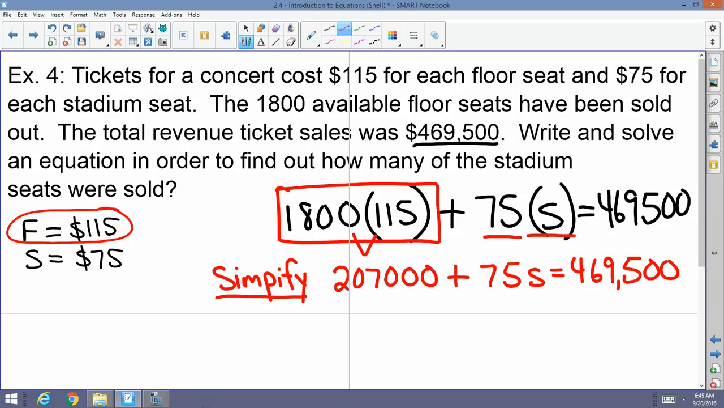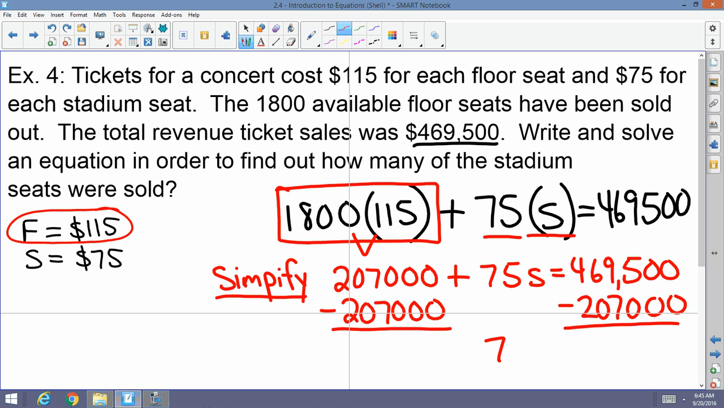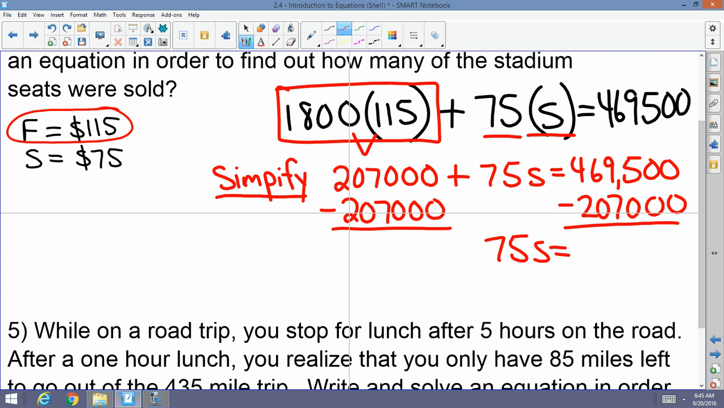before you start solving. Now we're going to undo addition and subtraction first, so I'm going to subtract 207,000 from both sides. And I'm going to be left with 75S equals 469,500 minus 207,000.